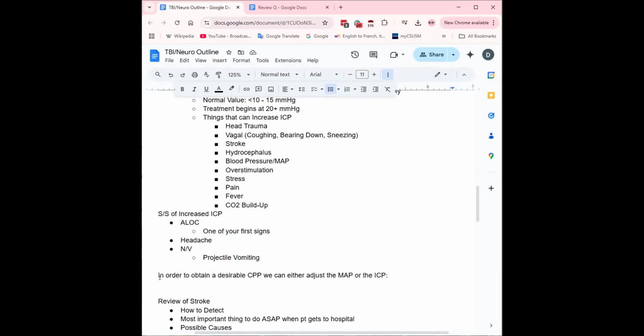All right, so I have this line here that you guys can fill out. In order to obtain a desirable CPP, we can adjust the MAP or the ICP. So what are some ways that we can manipulate these two values to get where we want? Stool softeners, okay. So sure, we can do so with mannitol. That's a drainage device, so that would be a way to drain some of the cerebral spinal fluid out.